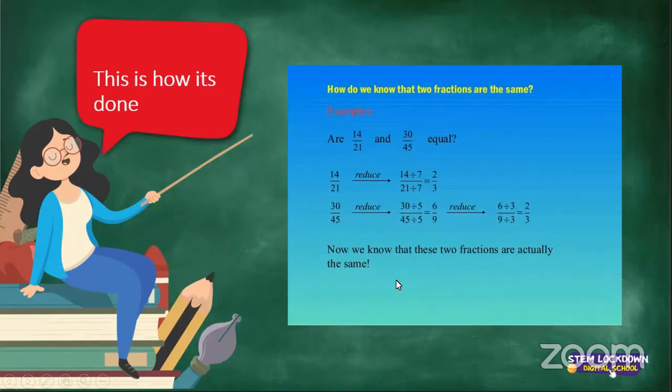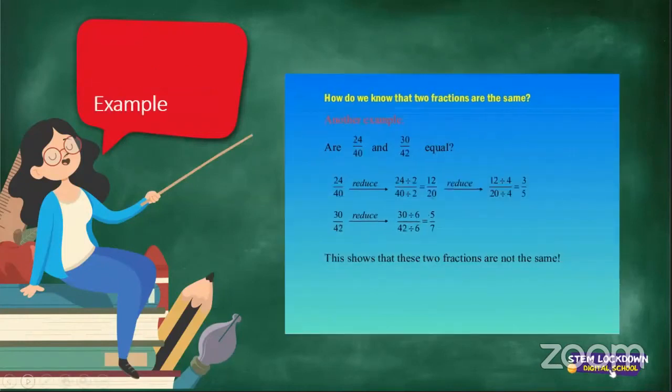So now we know that these two fractions are actually the same. They are actually the same. So that is how we simplify fractions.